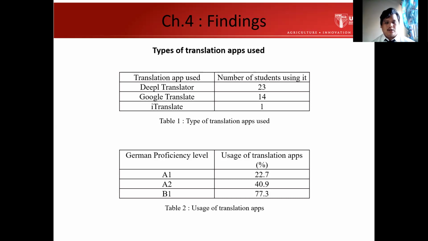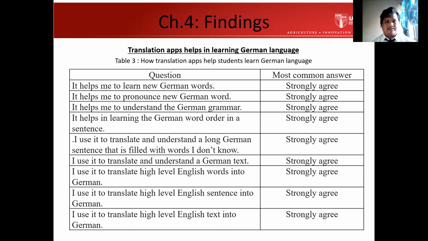And in table 2, the usage of translation apps, it can be seen that the students rely more on the translation apps when they are at a higher proficiency level. Even from A1 to A2, the usage of translation apps increased, as well as from A2 to B1. So this could validate the theory shown by the research in the first literature review, where as difficulty increases, the students become more reliant on translation apps.